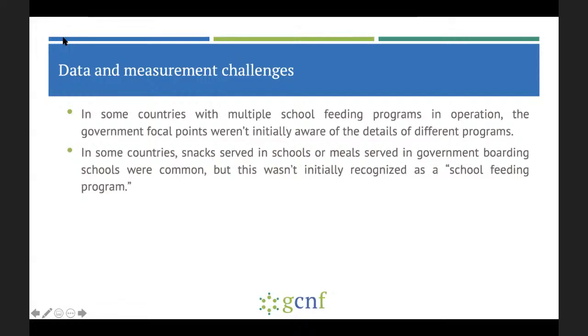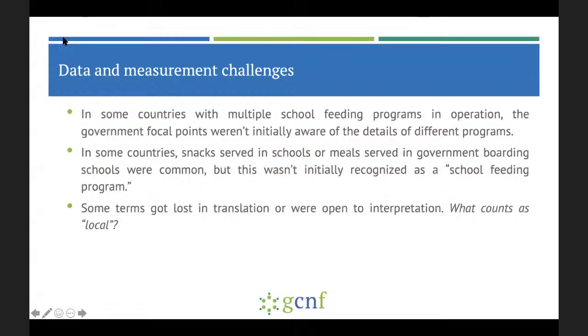Another challenge we encountered is that, somewhat to our surprise, in some cases, food would be served commonly in school settings, such as meals being served in government boarding schools, and yet this wasn't initially recognized as a school feeding program. So in some countries, they did not even realize that they belonged in the conversation about school feeding.